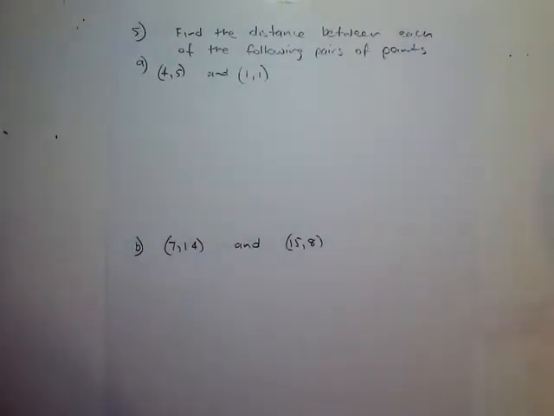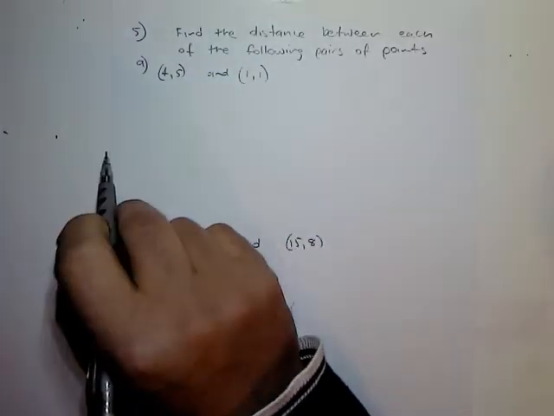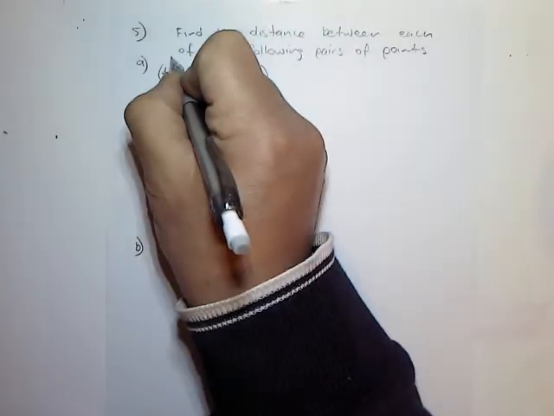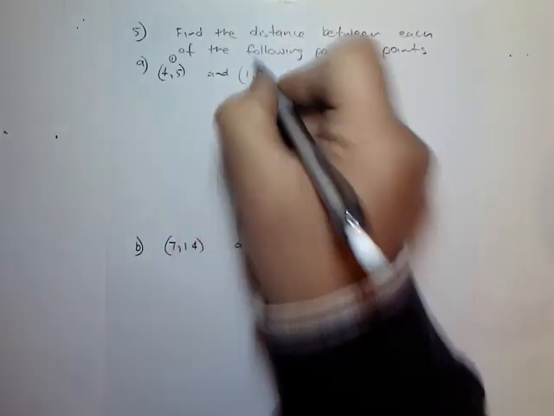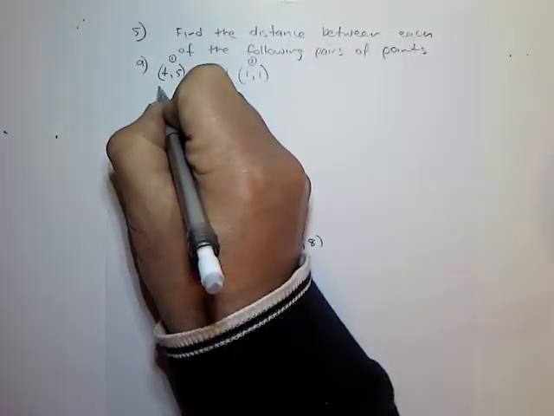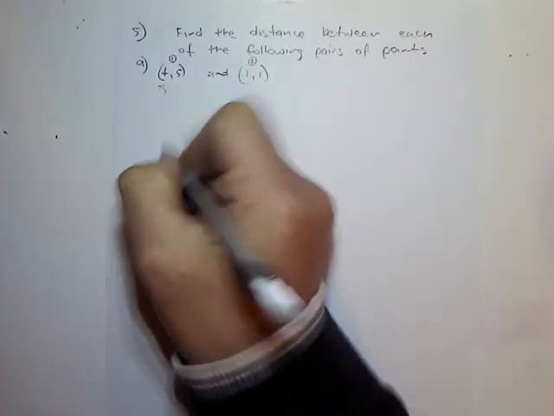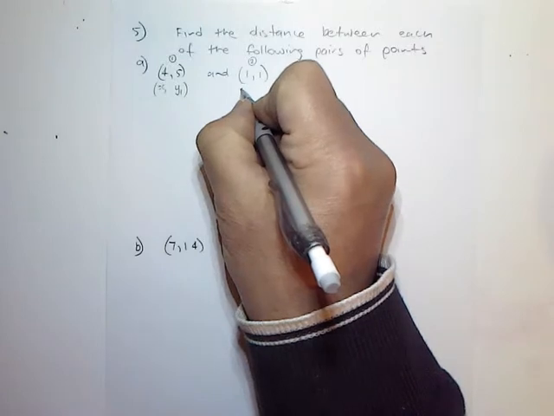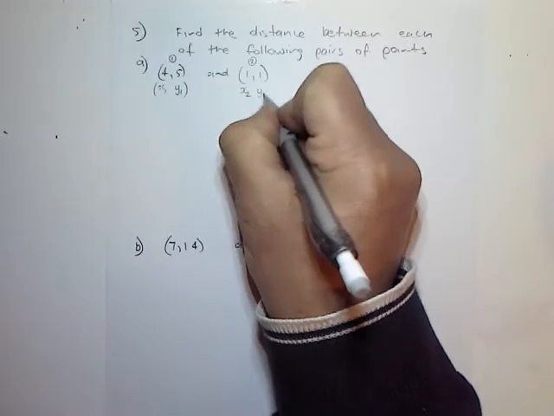Okay, question 5. In this question, we will be looking at finding the distance between the 2 points. As I was doing with the midpoint calculations, I'm going to identify this as point 1 and this one as point 2. So this is the x value of point 1, this is the y value of point 1, this is the x value of point 2, and the y value of point 2.